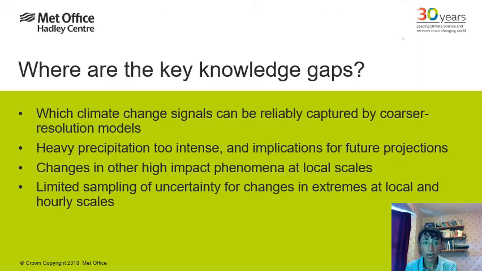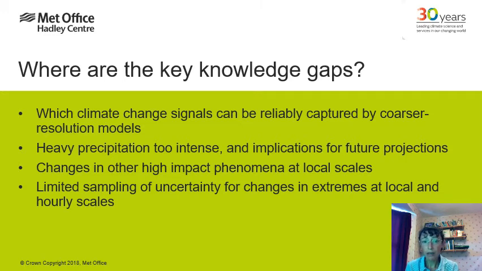What are the key knowledge gaps? So it's really important for us to try and understand which climate signals can be reliably captured by more traditional climate models and when we need high resolution, and there's still lack of knowledge in some cases there. We also find that heavy rainfall tends to be too intense. What does that mean about how reliable our projections are from these models? What about other high impact phenomena at local scales?